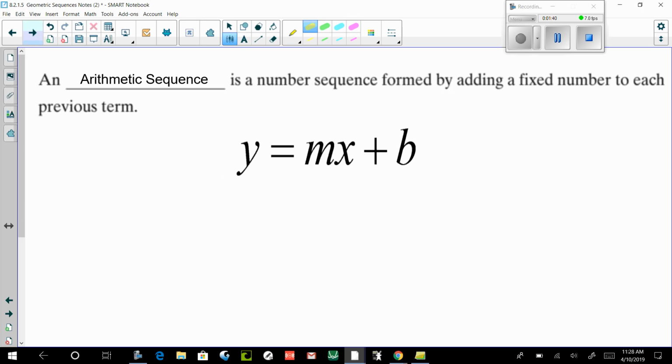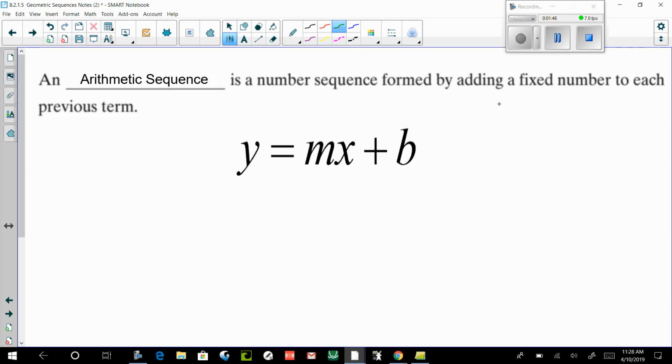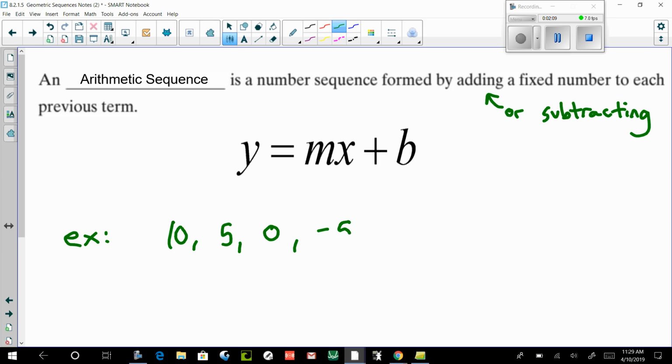So to review, one of our previous standards talked about an arithmetic sequence. Again, an arithmetic sequence is any number sequence formed by adding, or technically subtracting, a fixed number to each previous value. So I'm going to give you an example of an arithmetic sequence and talk about how it connects to this equation. So this is your equation for an arithmetic sequence. I'm going to start with the number 10. I'm going to be subtracting 5 each time here to create this sequence. So because we are adding or subtracting, this sequence is considered arithmetic. We can see that each time we are subtracting 5 or adding negative 5 to obtain this number pattern.